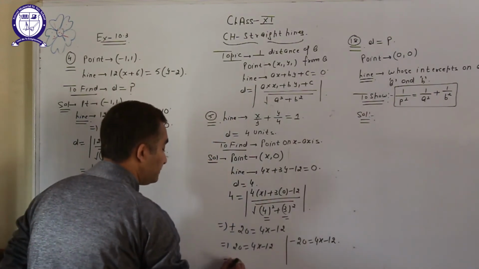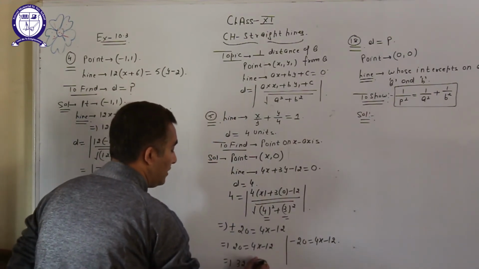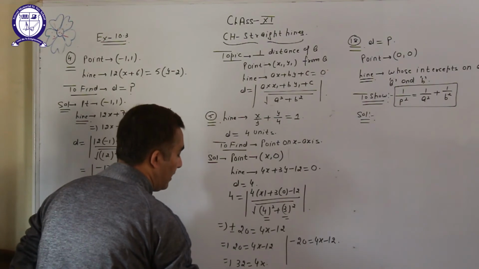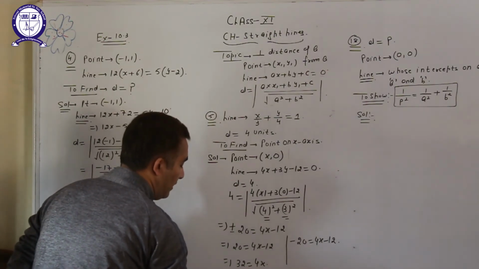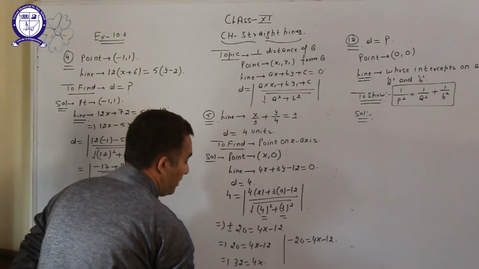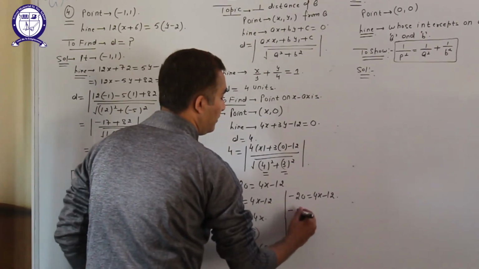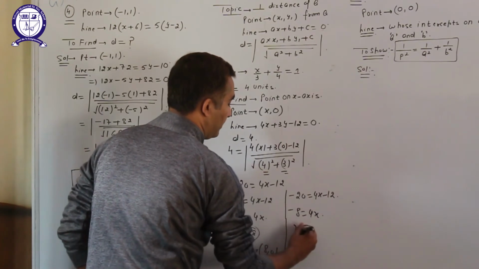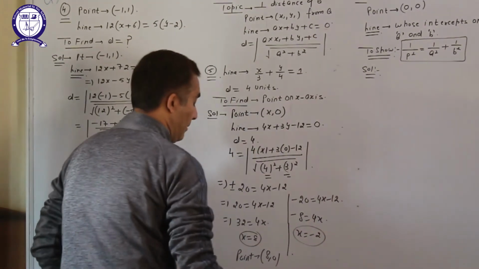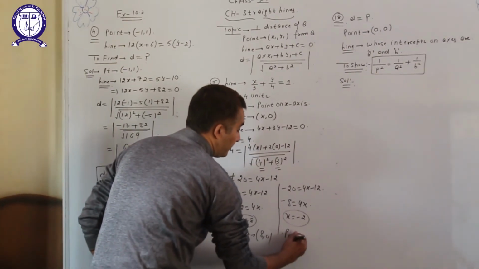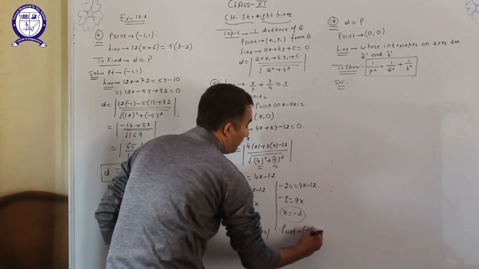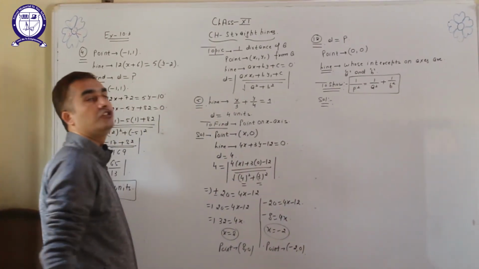That is 32 is equal to 4x and x equal to 8. Then point become 8 comma 0. When you use minus 20, it is minus 8 is equal to 4x, x equal to minus 2, then point become minus 2 comma 0.